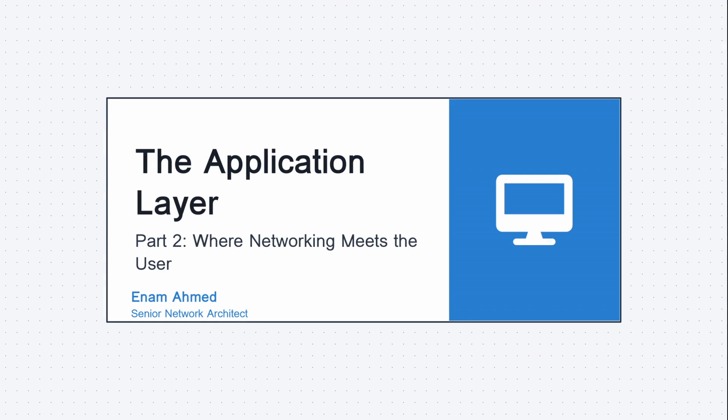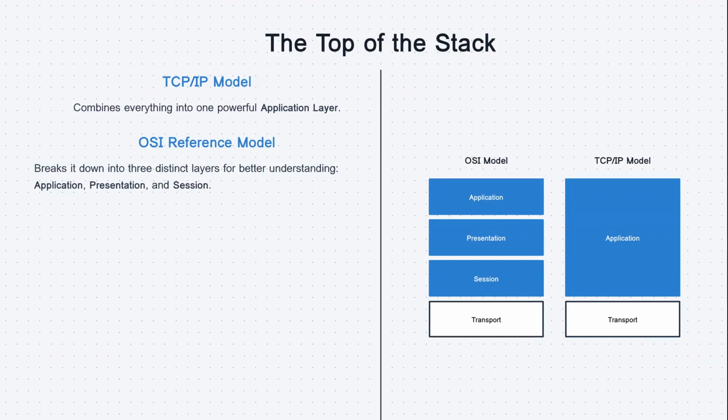Today we are moving to the very top of the stack, which is called the application layer. This is where the magic happens for the user. It is the layer that connects our web browser, email client, and file sharing apps to the rest of the network. If the network is a highway, the application layer is the car you are driving.